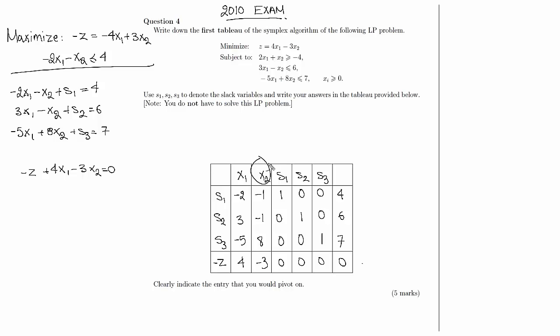And now we need to find the smallest positive ratio of the resource value over the value of the column of x2. Since we have only one positive entry, this is going to be the entry that we will pivot on. And that means that s3 is our departing basic variable. And that is it. We have our initial tableau, we're going to pivot on 8, and that is all.